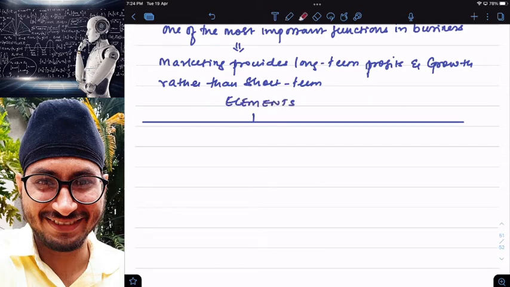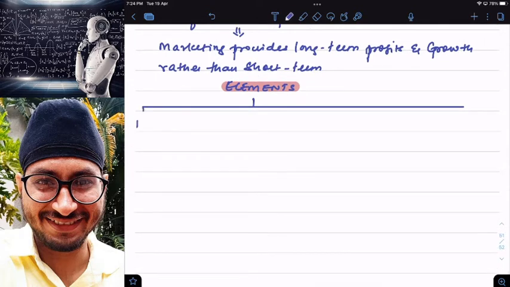Elements of marketing are divided into how many types? Two types. Marketing issues and we have marketing process. Marketing process. Clear? Marketing issues and marketing process. What do we mean by marketing issues? See, if I want my marketing to be successful, there are a lot of issues, problems I face. In marketing, there are a lot of problems I will face.